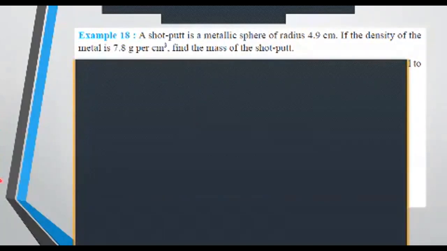One minute, let the others start with this. I'll show you the previous slide. A shot put is a metallic sphere of radius 4.9 centimeter. If the density of the metal is 7.8 gram per centimeter cube, what is density? Density is equal to mass upon volume. So that means 7.8 gram is the mass per centimeter cube of the metal. Find the mass of the shot put.